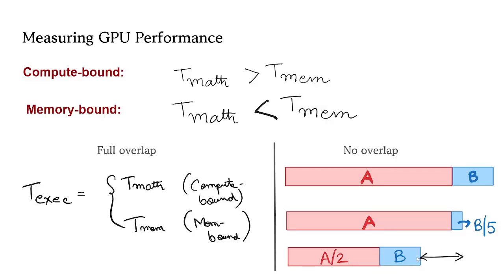Thinking about Tmath and Tmem, even for a case when we don't have overlap, that can serve as a guide for where we should focus our optimization efforts. So in this case, I will have the most gain if I focus my optimization on making either the memory accesses faster or maybe requesting fewer things from memory if possible. Now let's focus on the case of full overlap.